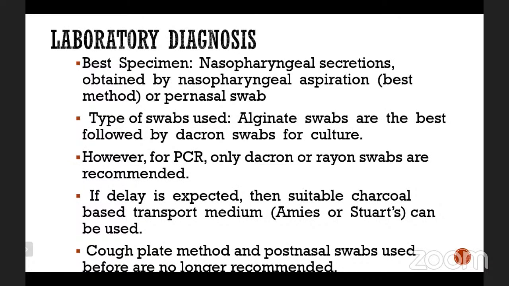Next one is the laboratory diagnosis of Bordetella. The best specimen is nasopharyngeal secretions, obtained by nasopharyngeal aspiration, which is the best method, or per nasal swab. Types of swab used are alginate swab, followed by Dacron swab for culture. For PCR, only Dacron or Rayon swabs are recommended. If delay is expected, a suitable charcoal based transport medium such as Amies or Stuart medium can be used. The cough plate method and post nasal swab are no longer recommended.